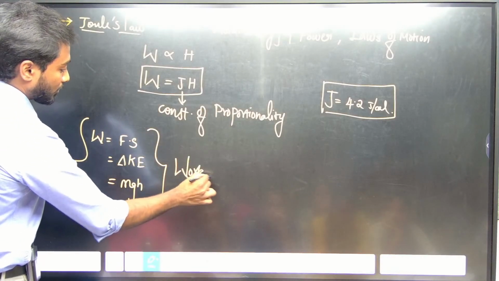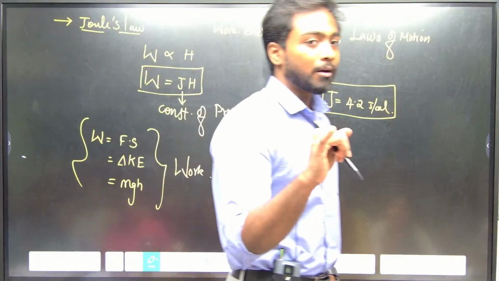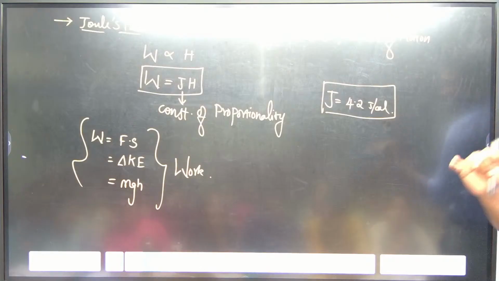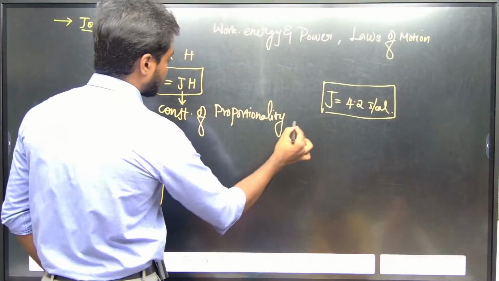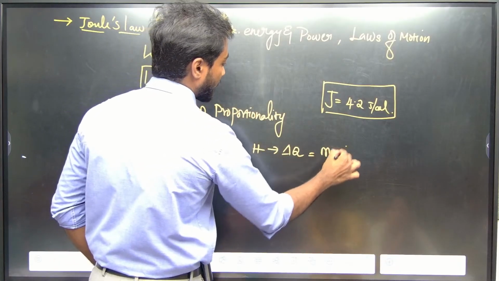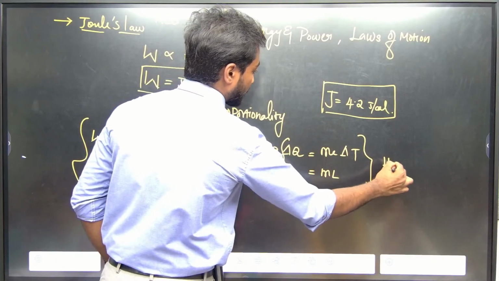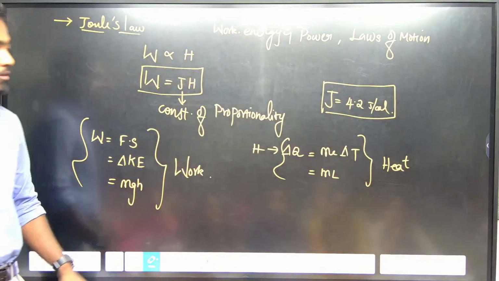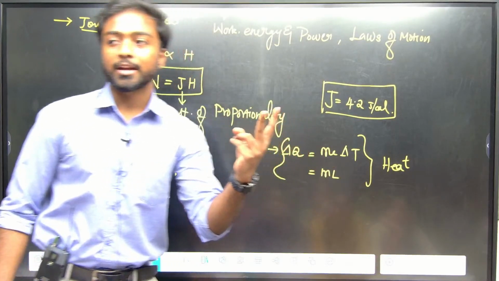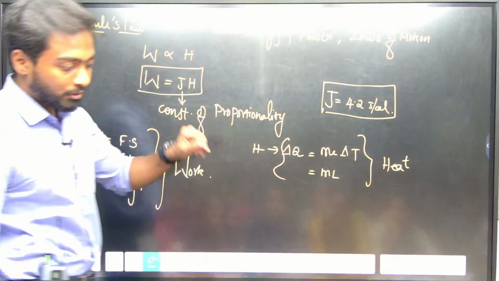Then what are the things we have learned about heat in the last chapter? So delta Q is nothing but mc delta T, and delta Q is nothing but m into L. So H, in terms of delta Q, we have learned in the last chapter, is nothing but mc delta T or m into L. So this is for heat. We use mc delta T when the temperature rises, and we use mL when the state changes. Okay, so these are the things about Joule's law. Now we will talk about the applications.